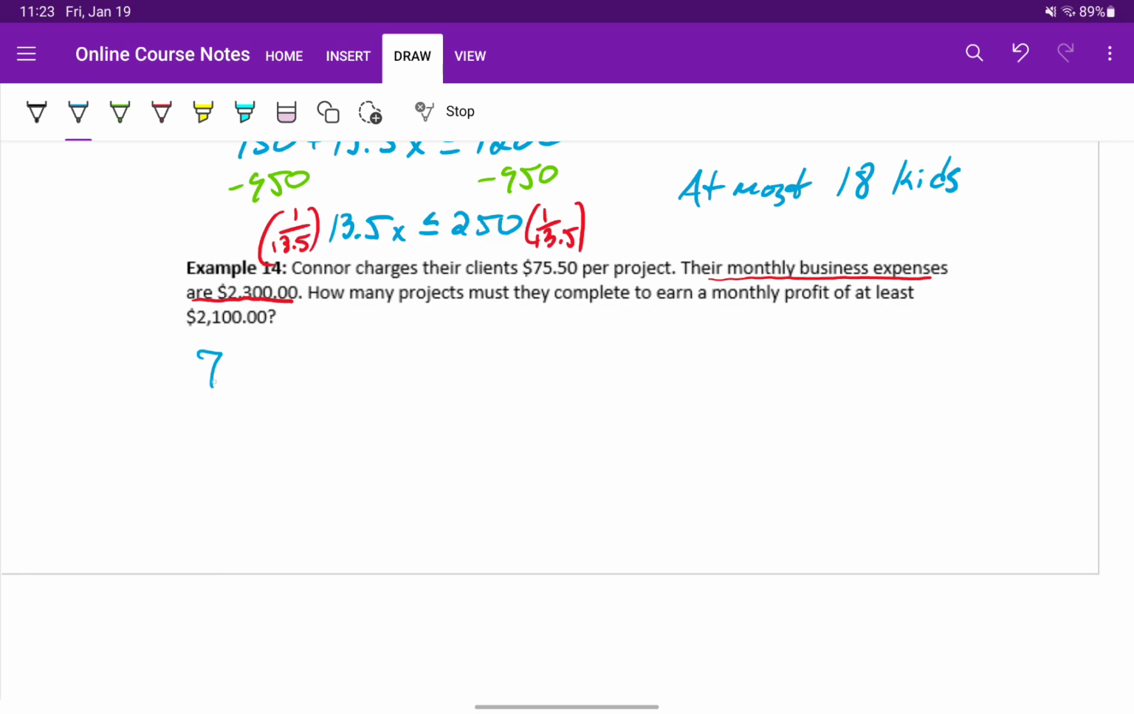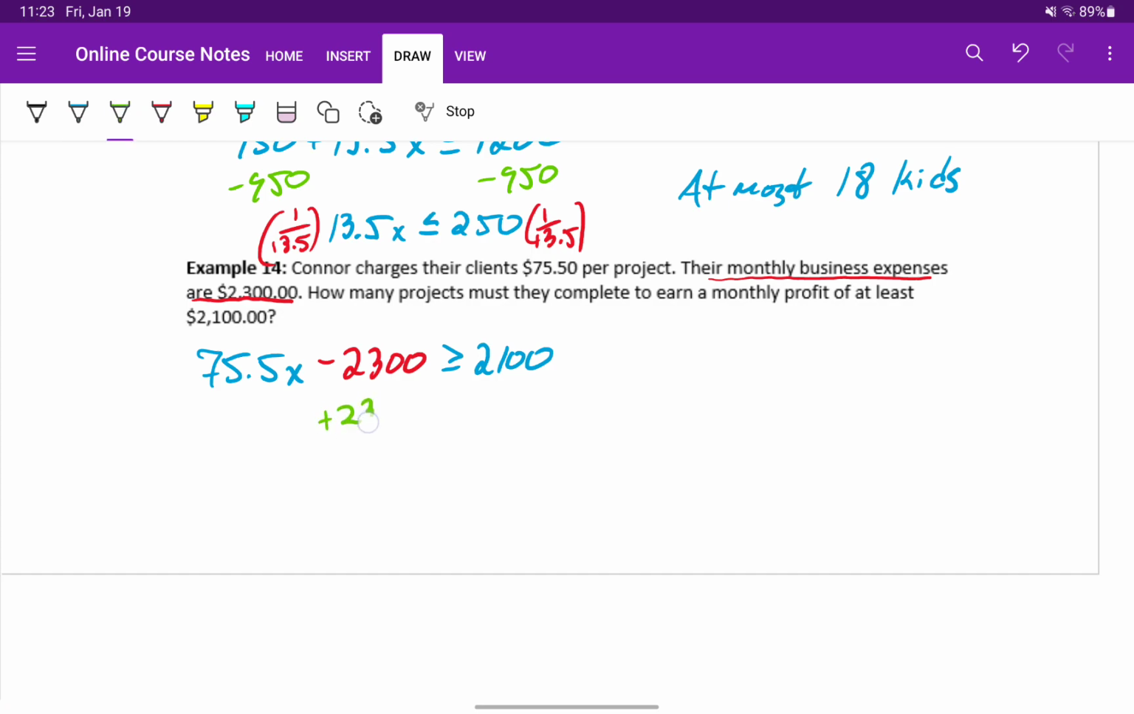So we have $75.50 per project, so 75.5 times x. We're going to factor in those monthly business expenses as minus 2,300. So we want the amount they earn from their projects minus their expenses to be at least $2,100.